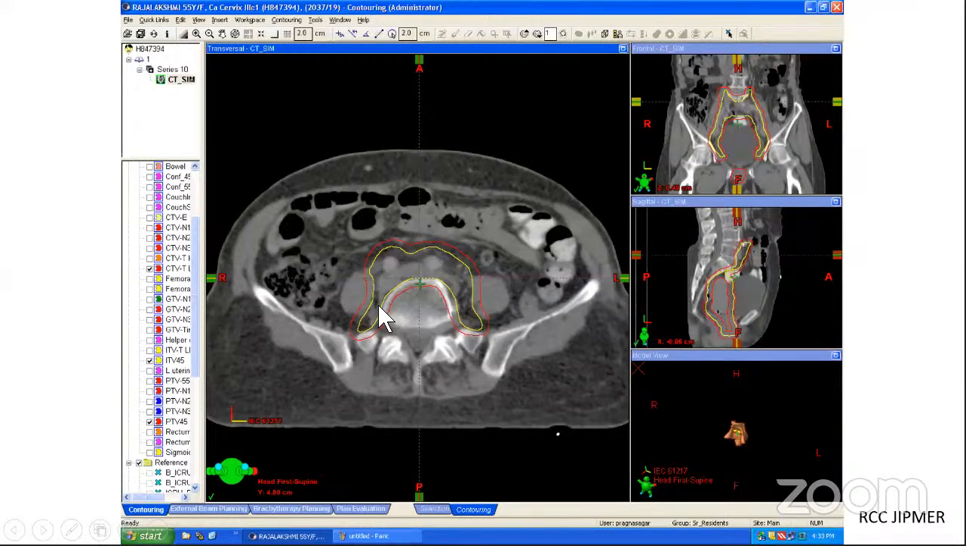And the PTV margin given for the para-aortic nodes is exclusively dependent on the institutional setup. So in our institution, we follow a 5 mm expansion for the para-aortic nodal region for the setup margin, which we give from the CTV to the PTV.